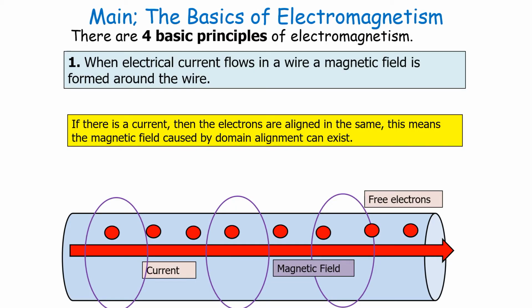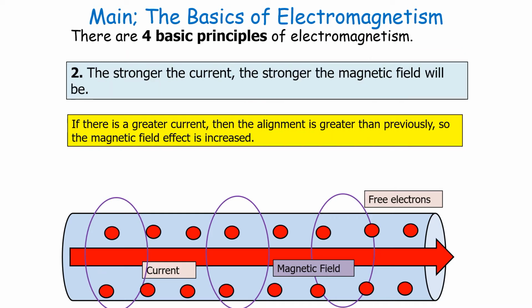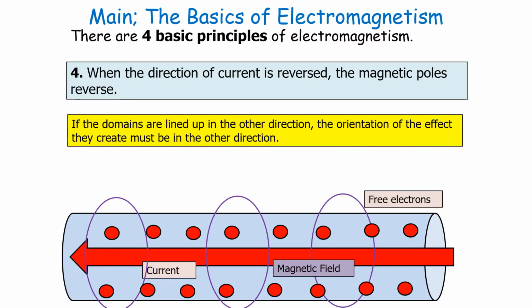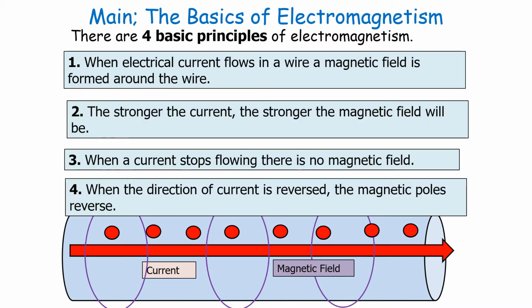Now there are four basic principles of electromagnetism. When electrical current flows in a wire, a magnetic field is formed around the wire. The stronger the current, the stronger the magnetic field will be. When a current stops flowing, there will be no magnetic field, and when the direction of current is reversed, the magnetic poles reverse. Now we can use these four basic principles to explain how a DC motor works.